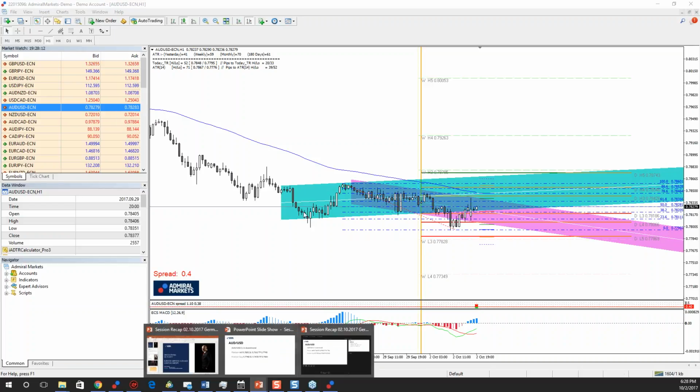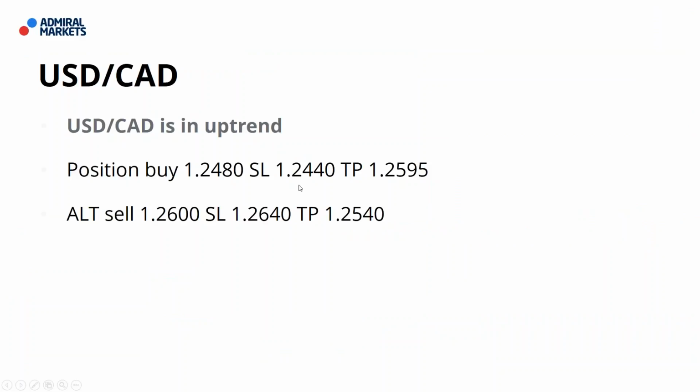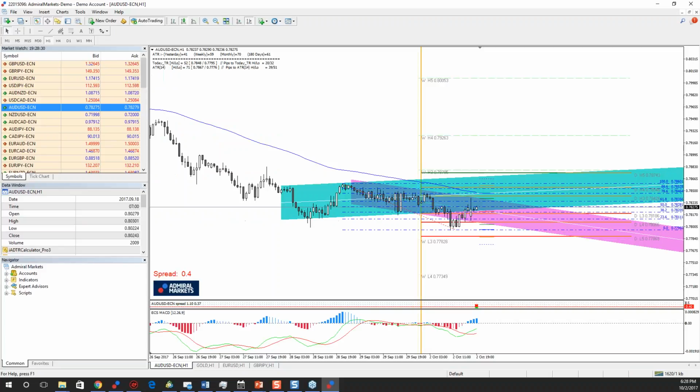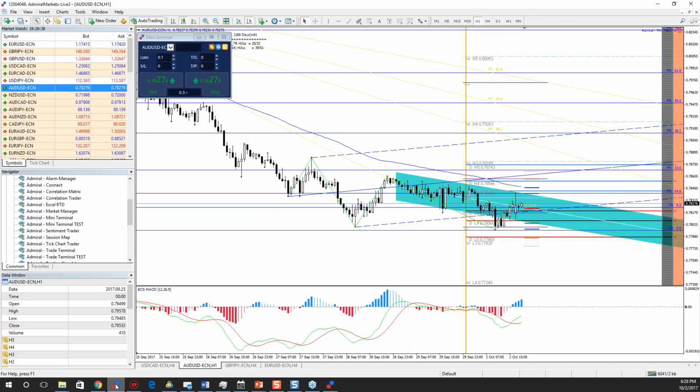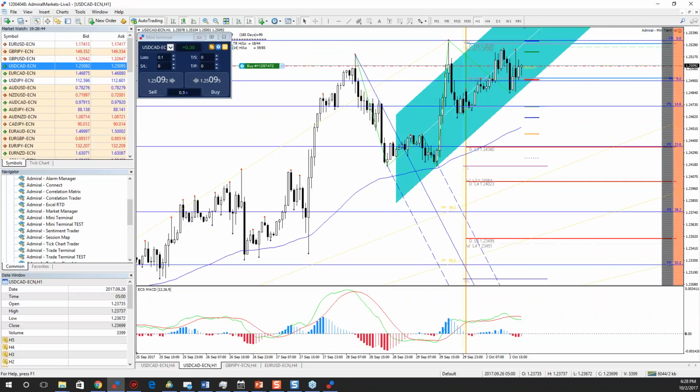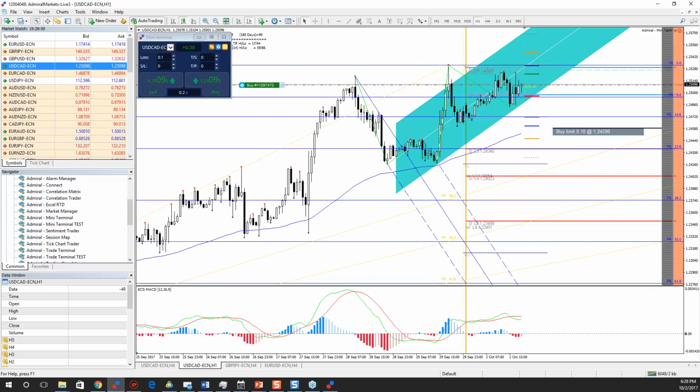Now the dollar CAD, positional buy 24.80, sell 24.40, TP 25.95, sell 26.00, stop 26.40, TP 25.40. This is actually dollar CAD, and I personally am in a long trade, but I can also add on a trade if my stop loss is 25.40, but this is, guys, what I did already today when the price started to reject.